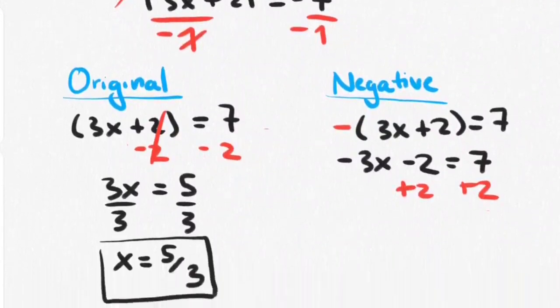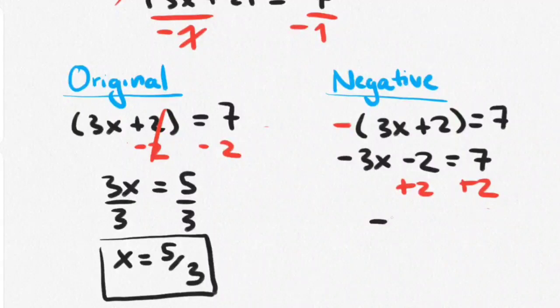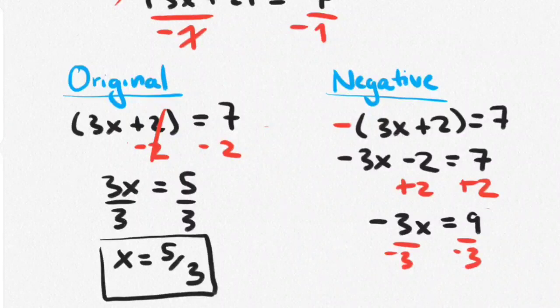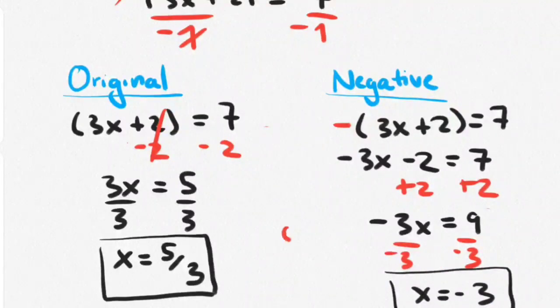You're going to add 2 on both sides. You end up with negative 3x equals 9. You want to divide by negative 3. And you end up with x equals negative 3. So x can be 5 over 3 or negative 3.